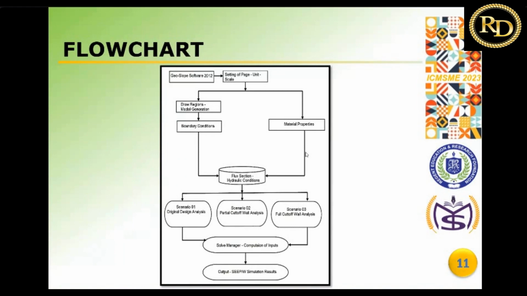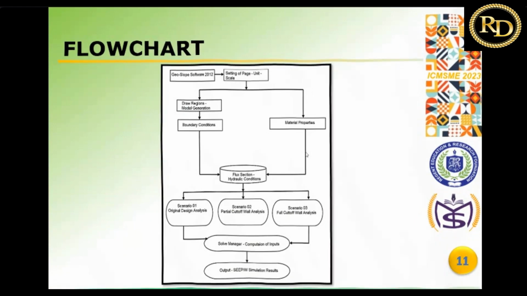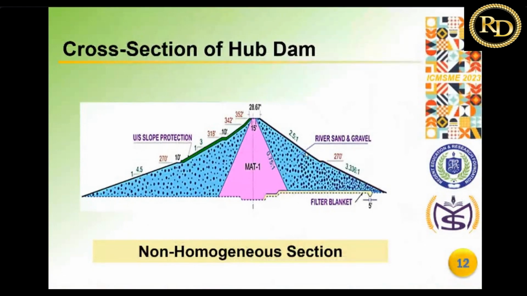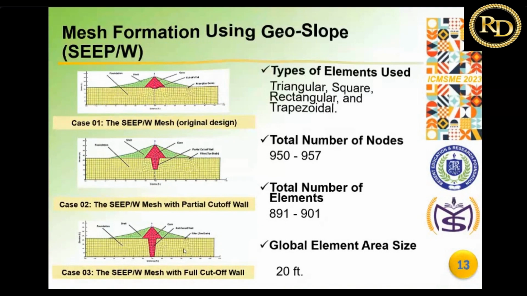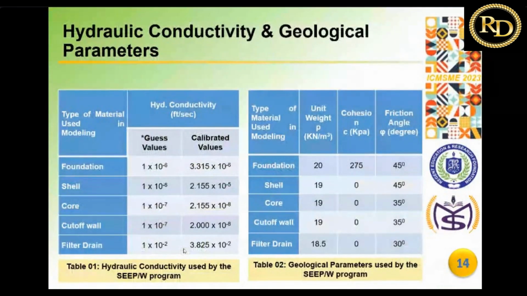Finally, by using the solve manager, the mesh was verified, analyzed, and solved for computation. And finally, the simulated result has been obtained as an output. This is the cross section of the Hub Dam which we have studied in our research work. This is the mesh formation which is generated by using Geo-Slope. Here are three cases. This one is for the original design, the second one is for the partial cutoff wall, and the third one is for the dam having a full cutoff wall. These are the hydraulic conductivity and geological parameters which we have provided to the model. And these are the hydraulic conductivities which we have obtained through the trial and error method.